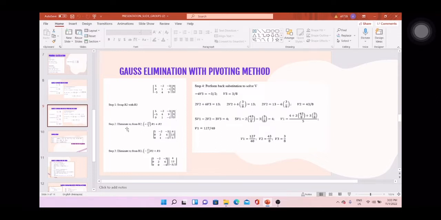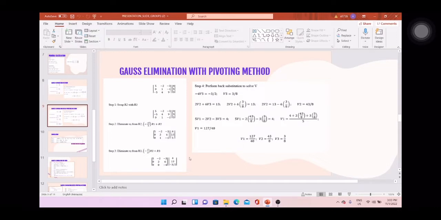Step 2. Eliminate S1 from R2. Negative 5 over 5 R1 plus R2. 5, 0, 0. Negative 2, 2, 1. Negative 3, 6. Negative 1, 4, 13, 5. Step 3. We eliminate S2 from R3. Negative 1 over 2 R3 plus R2. So 5, 0, 0. Negative 2, 2, 0. Negative 3, 6. Negative 4, 4, 13.